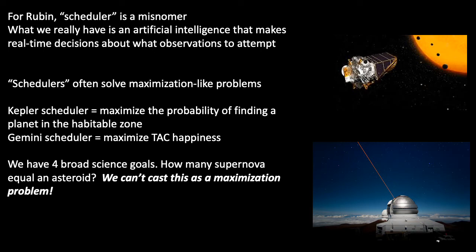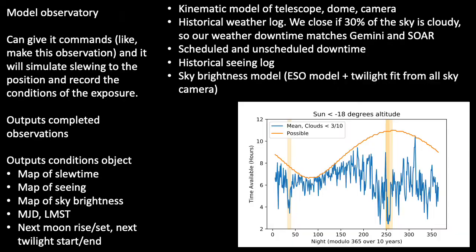For Gemini, for example, down there in the lower right, they have a telescope allocation committee. And the Gemini scheduler is kind of trying to optimize that TAC happiness by completing the highest rated proposals first and moving on down the line. So we have 4 broad science goals. And I don't know how many supernovae equals an asteroid, so we really have a hard time casting Rubin's scheduler as a maximization problem. It really can't be done. We need an artificial intelligence that we can train or tune to make good decisions rather than optimize one single aspect. So to do that, we run simulations.